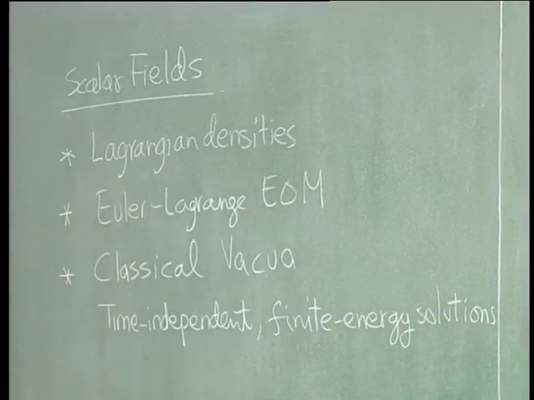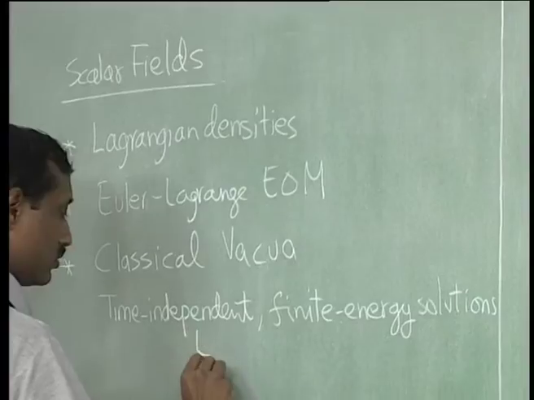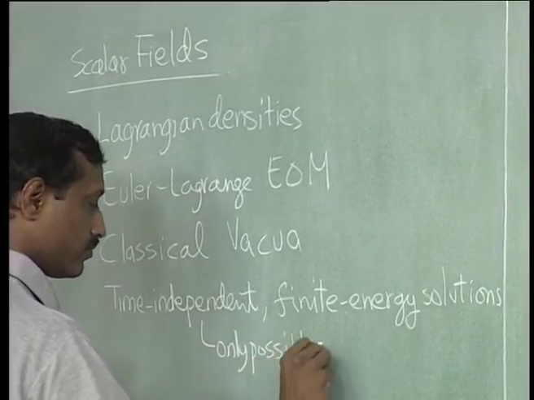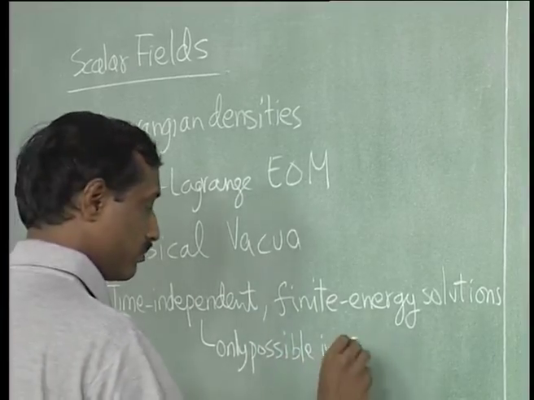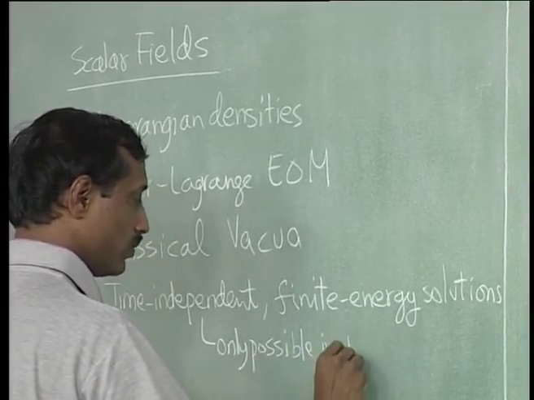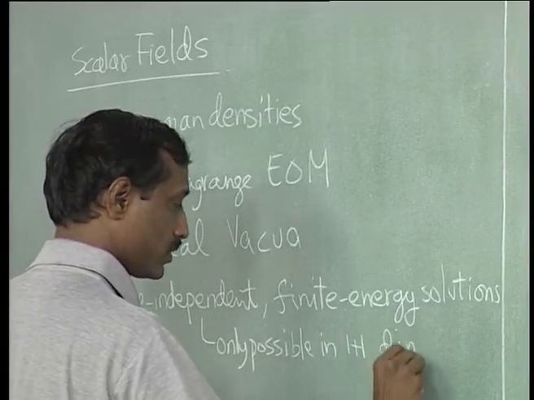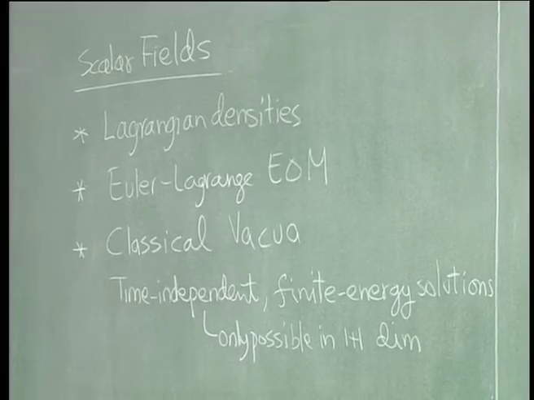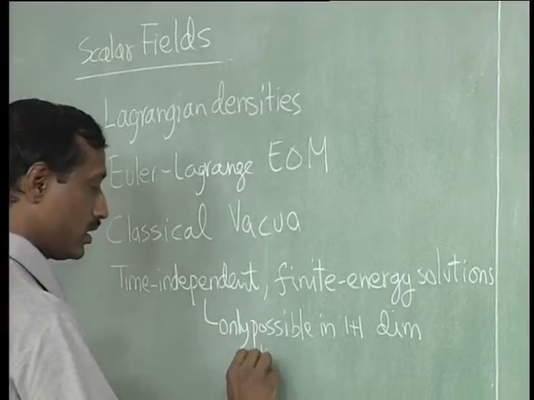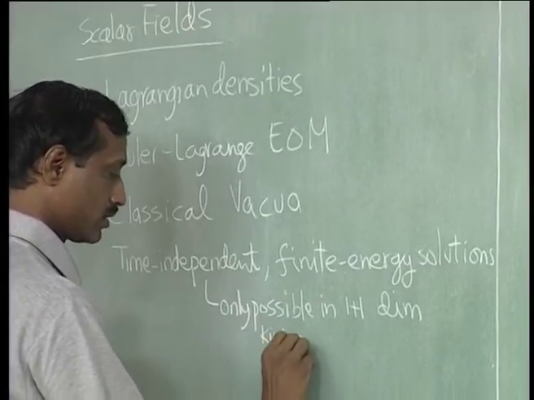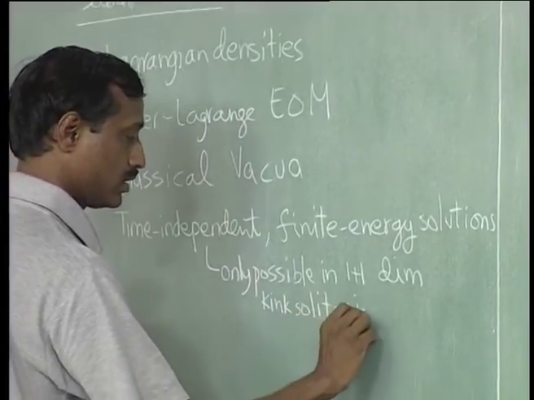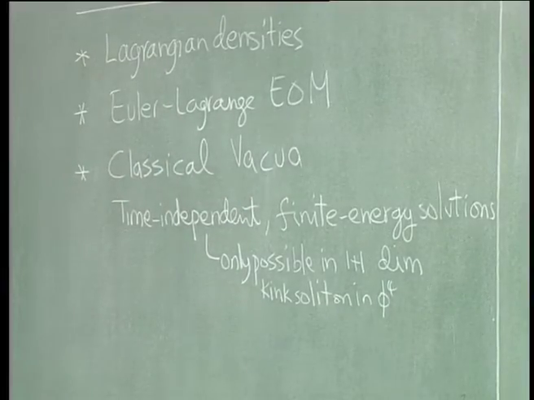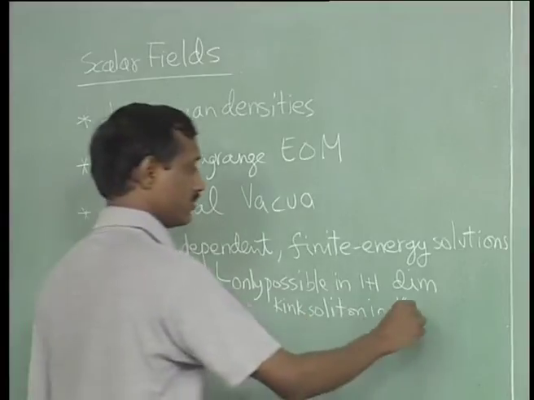And we saw that this was only possible in one spatial dimension, in 1+1 dimensions, and it was not possible in any higher dimension. Okay, and we saw a nice example of it. We saw the kink soliton, or the kink solution, in phi-4 theory. So this was called Derrick's theorem.